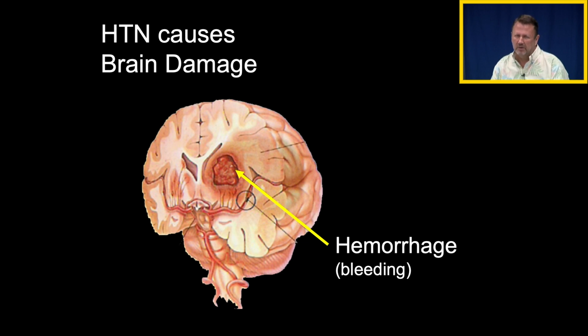And so this high blood pressure can cause all sorts of brain damage. The person goes to the doctor, their blood pressure's been running high, they say they feel fine, and then one day they have a stroke and they have a brain bleed, and they die. And it's really unfortunate.